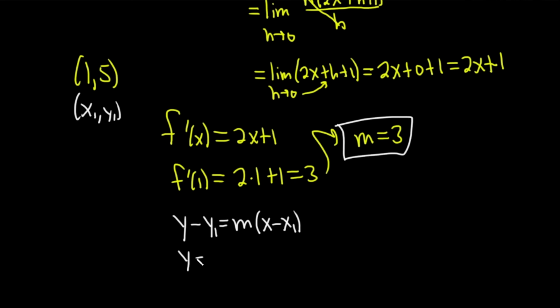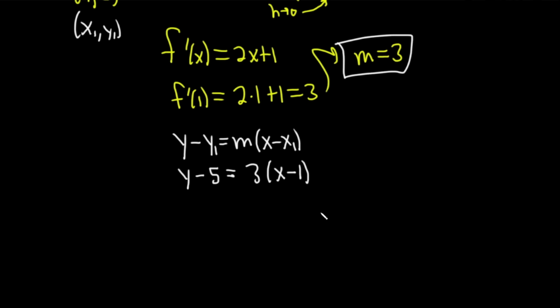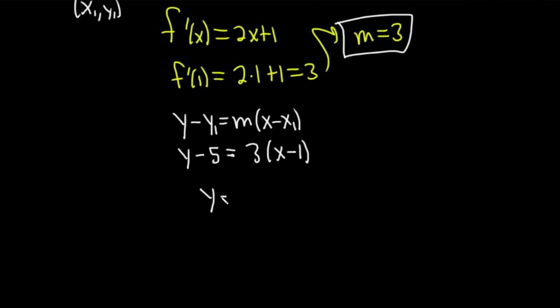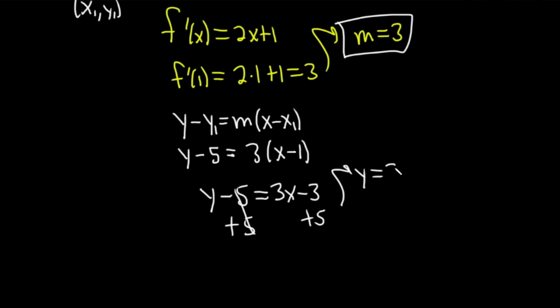This is y minus 5 equals, y1 is 5, m is 3, and then we have x minus x1, which is 1. We can distribute here, so we have y minus 5 equals 3 times x is 3x, and 3 times negative 1 is negative 3. Finally, we add 5 to both sides, and we have our wonderful equation of the tangent line, which is y equals 3x plus 2. And this, my friends, would be the equation of the tangent line to the graph of our function at the point 1, 2. So really cool, right?